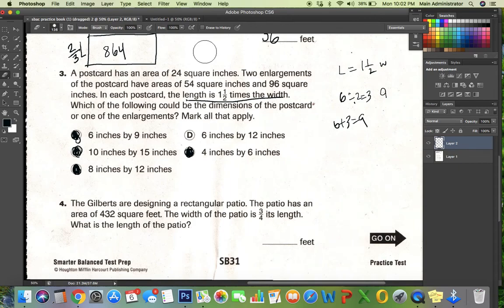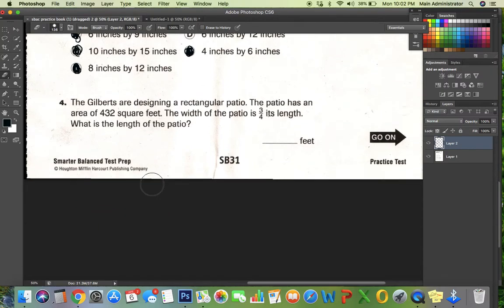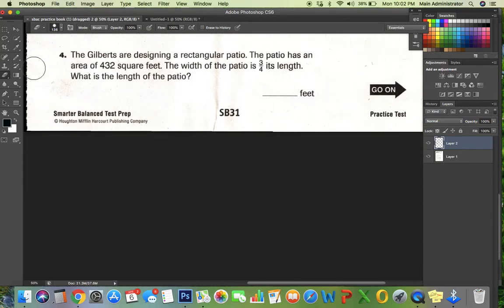I'm going to do the last problem in SB31, number 4. The Gilberts are designing a rectangular patio. The patio has an area of 432 square feet. The width of the patio is 3/4 of its length. If this is the length, the width is 3/4. I have to find what the length is.